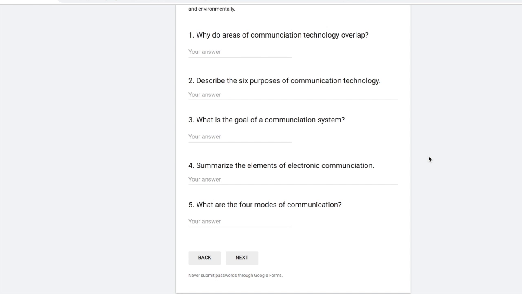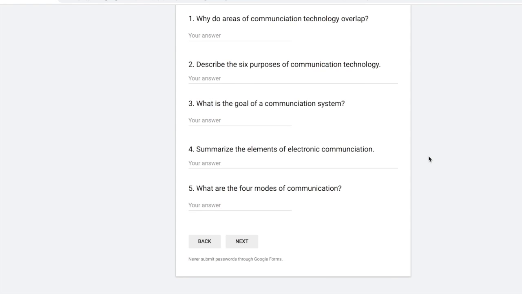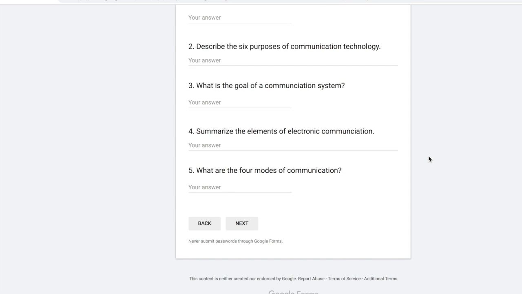Question 1. Why do areas of communication technology overlap? 2. Describe the 6 purposes of communication technology. 3. What is the goal of a communication system? 4. Summarize the elements of electronic communication. 5. What are the 4 modes of communication?